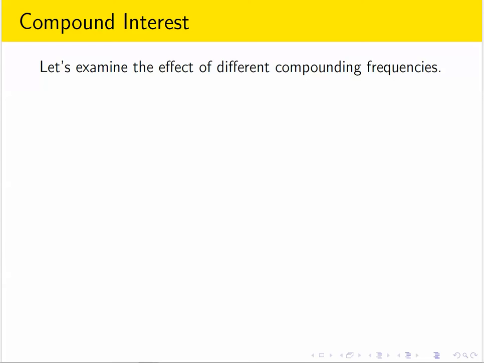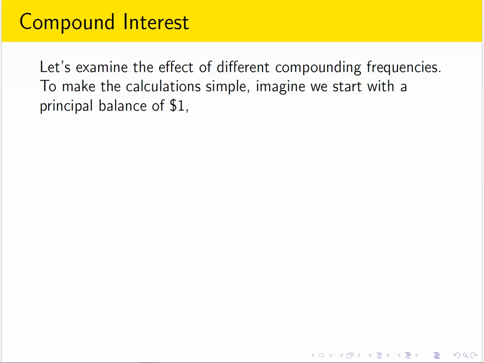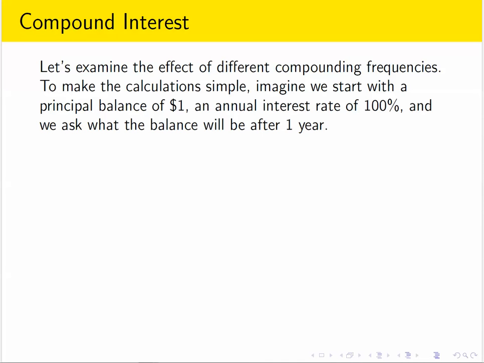Using different compounding frequencies with the same advertised annual interest rate can produce much differing results. For example, let's imagine we start with $1, just to make our calculations simple, and to keep them simple, an annual interest rate of 100%. But we're going to look at what happens to the balance after 1 year using different compounding frequencies.